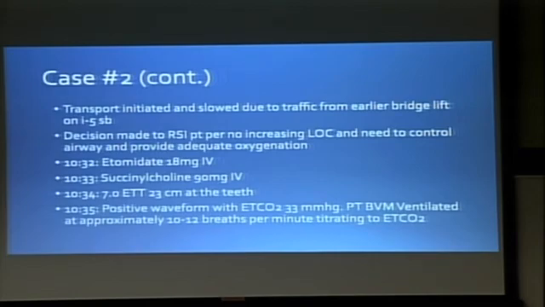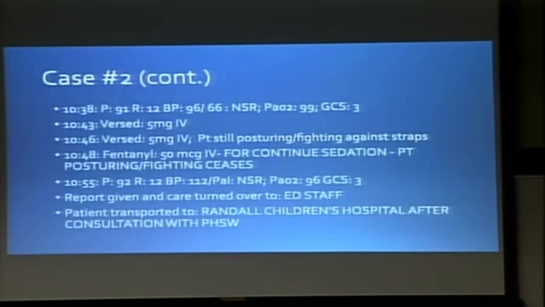However, this one, I didn't even see until the second time through this: transport initiated and then slowed due to traffic from an earlier bridge lift. Patient was RSI'd because no increasing LOC, airway was not being managed adequately, so she was given etomidate, succinylcholine, intubated, positive waveform, and then some Versed, got another dose of Versed because she's still posturing, fighting against the straps. And then was given some fentanyl.